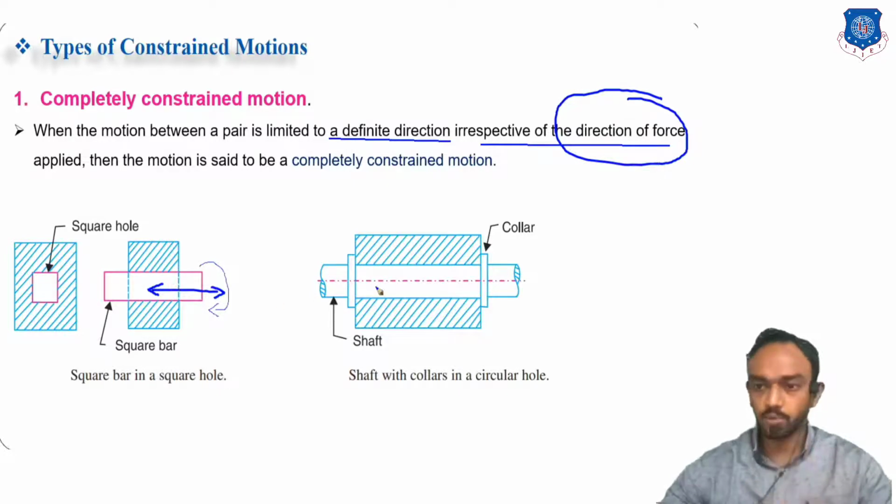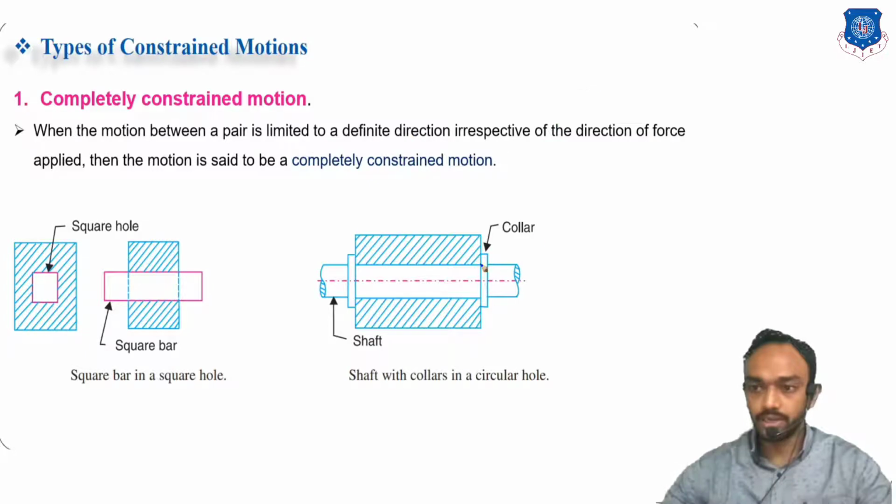In the second case it is reciprocating, and in this case it will rotate, because of the collar on both sides. Whatever direction or force you apply, if you give the force in this direction, it will not move, it can only rotate. So irrespective of the direction of force, it will move in only one direction. So this is the completely constrained motion.